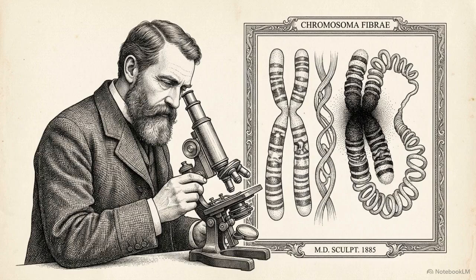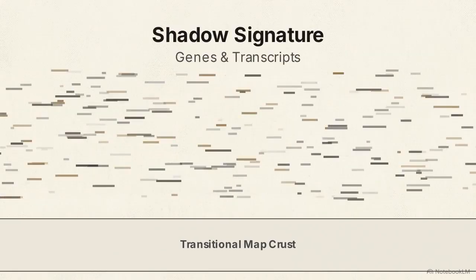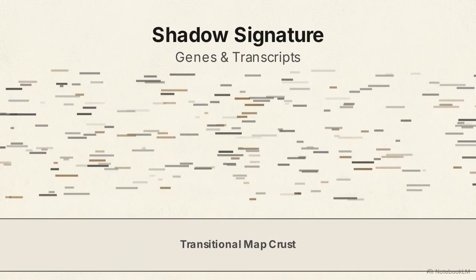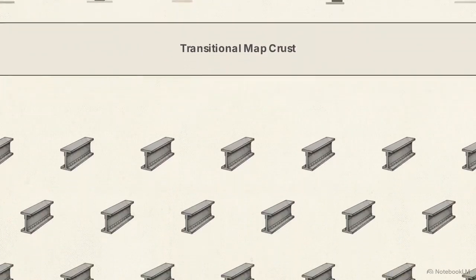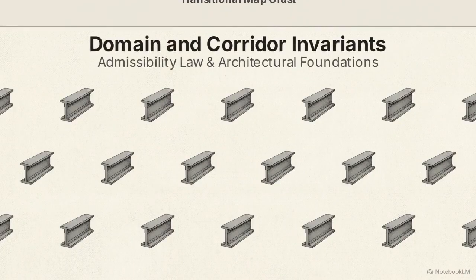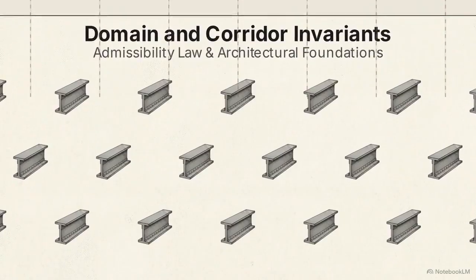To map the true architecture of robustness, we have to abandon raw sequence conservation as our ultimate metric for biological importance. A far more accurate metric is admissibility conservation, governed by a new 4-tiered ontology of biological invariance. At the top is the shadow signature, the observable layer where traditional genes and transcripts live. They act as fluctuating indicators. Beneath that lie the domain and corridor invariants. These stable regulatory networks and epigenetic anchors dictate what is functionally allowed to exist.